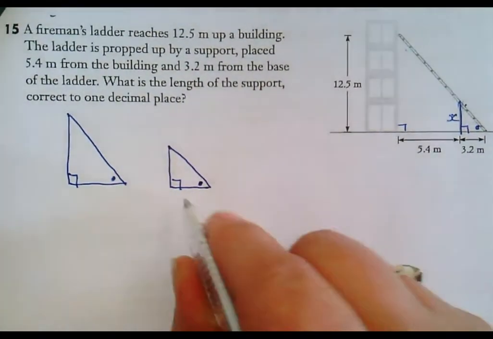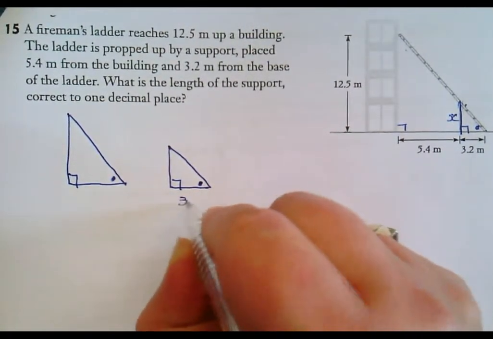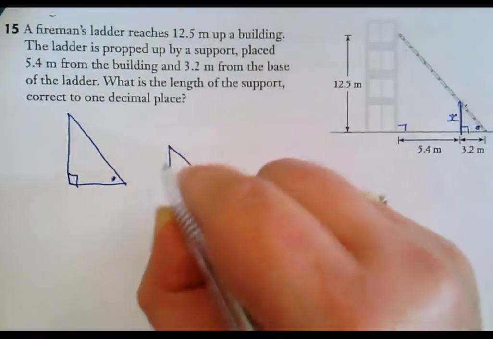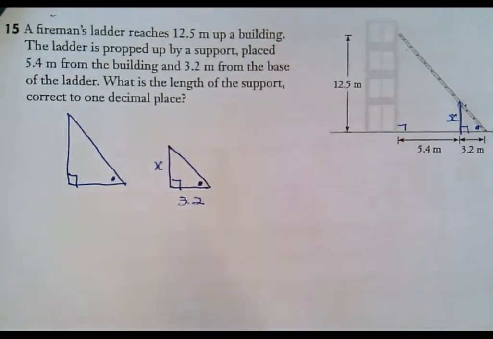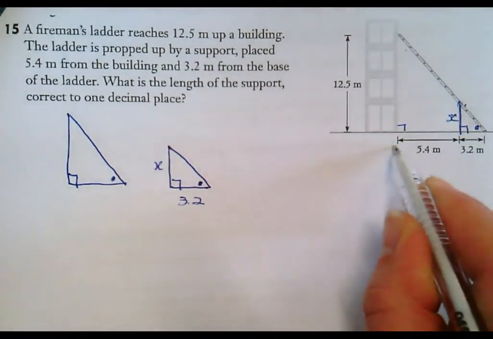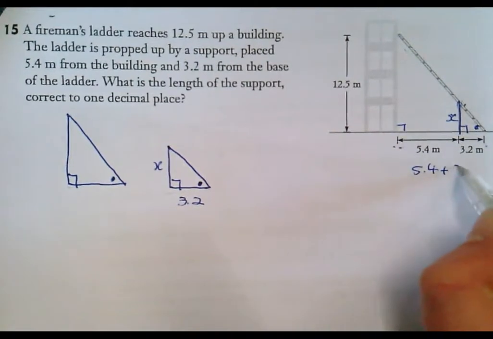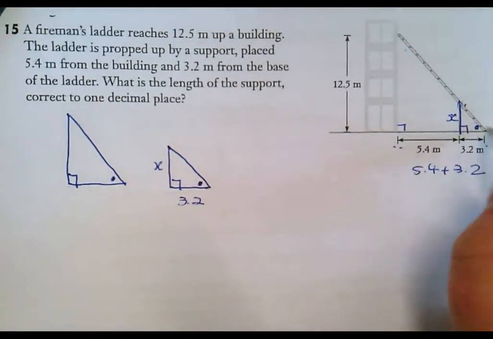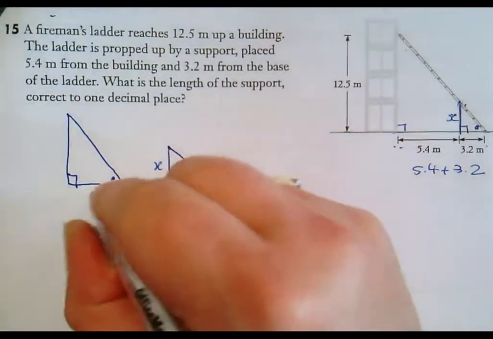Now, I need some measurements on the small triangle. What do you think we have down here? And what do we have here? So that's the little triangle done. What about the big triangle? What should I do? 5.4. No, big triangle's all the way across there. 8.6. Very good.